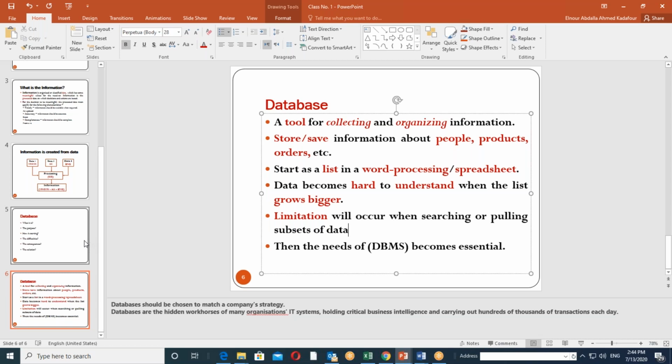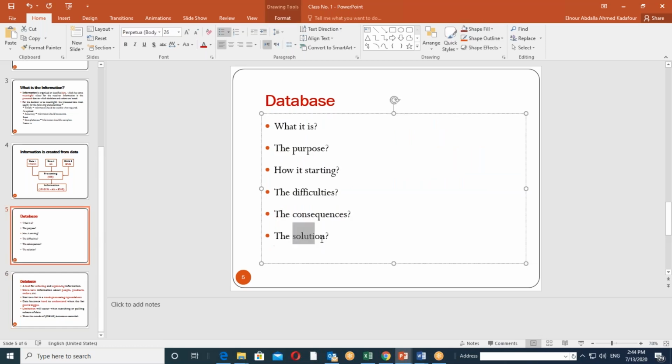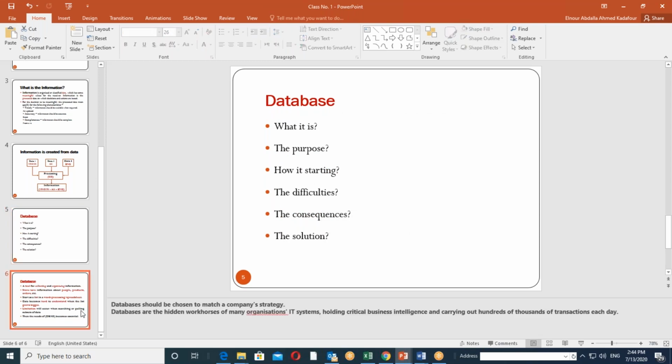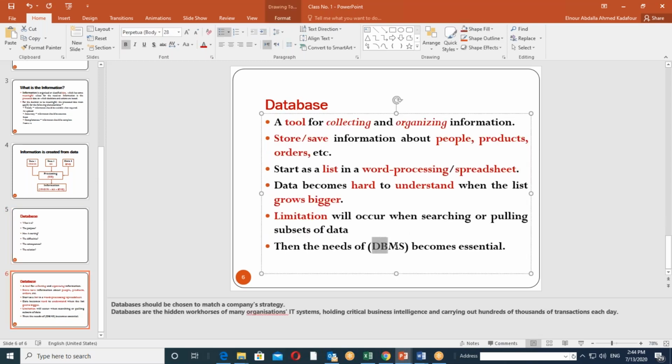Okay, so now we come to the last part. What is the solution for these consequences? There is only one solution: to have a database management system, transferring this list to an electronic list. So what is the use of that?